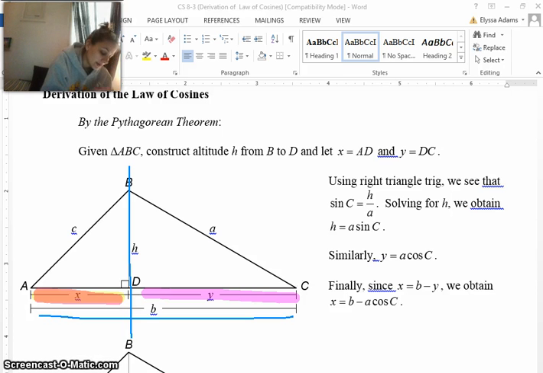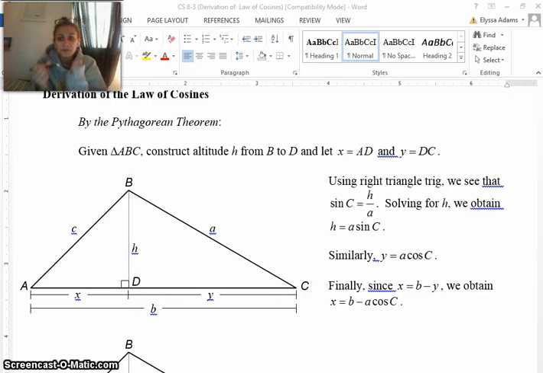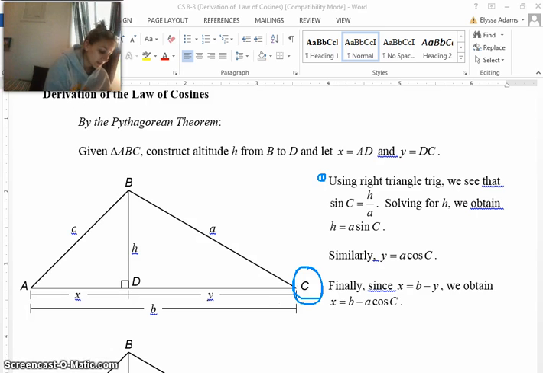Now that we know what everything is, in that little paragraph on the right, this is what I'm using right here. Using right triangle trig, we can see that the sine of C is equal to h over a. Here's my angle C, and remember, I'm looking in this right triangle right here.